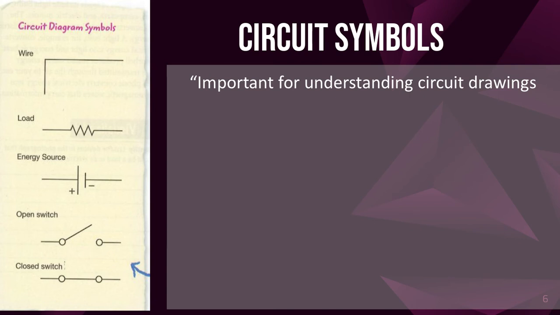So eventually you're going to be building circuits as well as drawing circuits. And it's really important that you understand the symbols that exist for the parts of a circuit. So first you have a wire, which I've already drawn for you here. A wire is just referred to as a straight line.